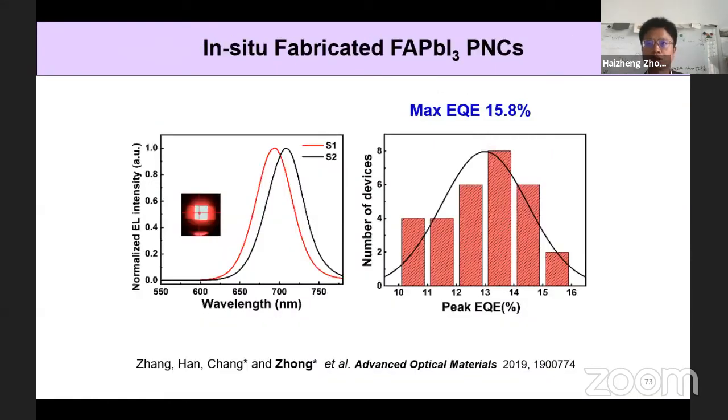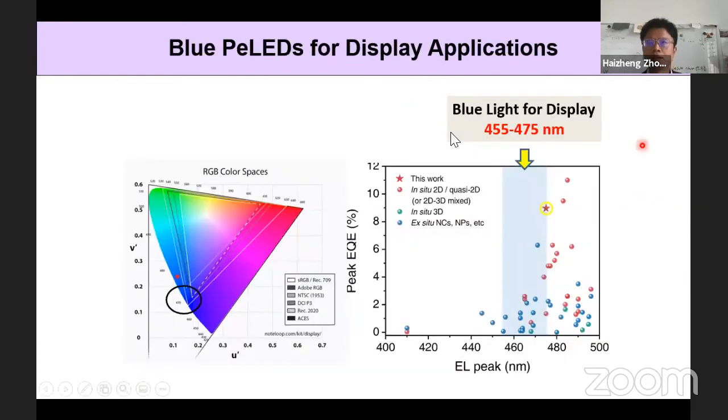And with that, we also achieved efficient devices of red color at 700 nanometers with a maximum EQE of 15.8%. So compared with the devices in green and near infrared, the perovskite electroluminescence devices in the blue region lag behind. And here, the efficiency is quite poor.